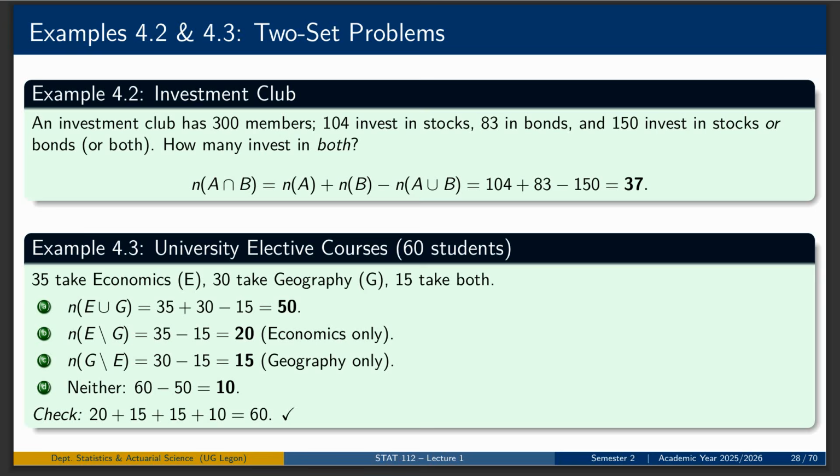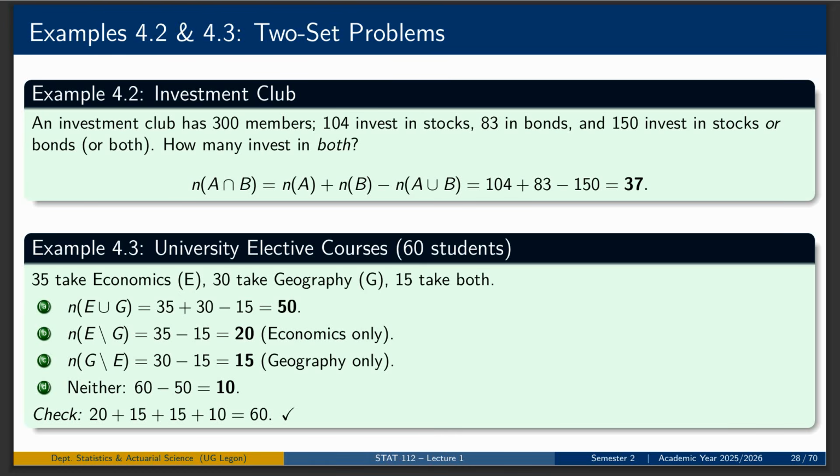Okay, investment club, an example is an investment club, 300 members, 104 invest in stock, 83 in bonds, 150 invest in stocks or bonds or both. How many invest in both? Okay, so here we need to turn it around and find the union, and that gives us 37, right, and so forth.